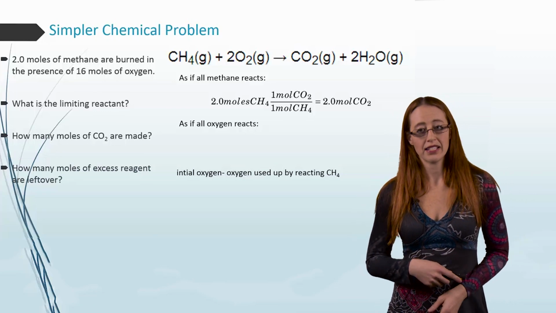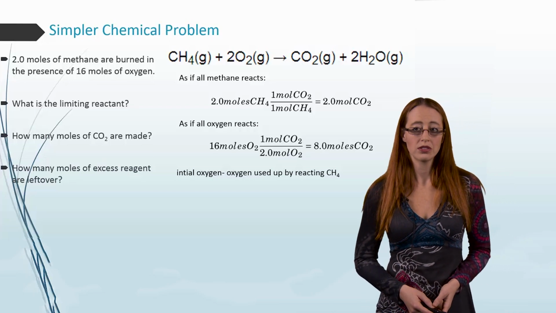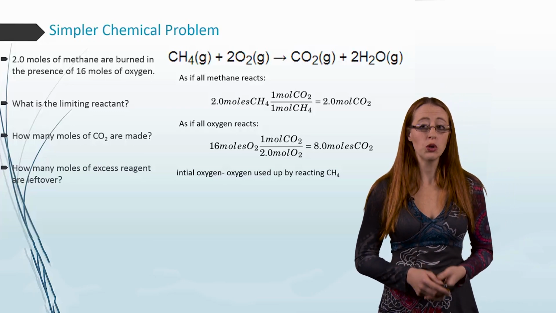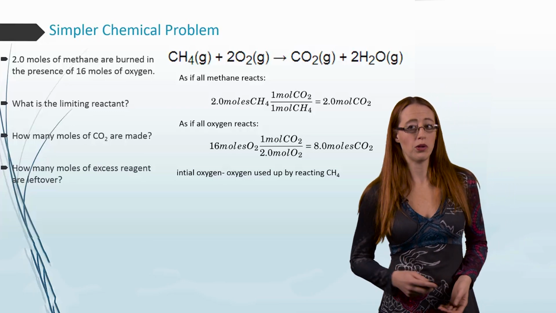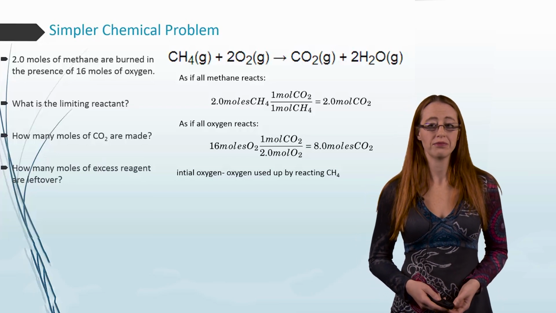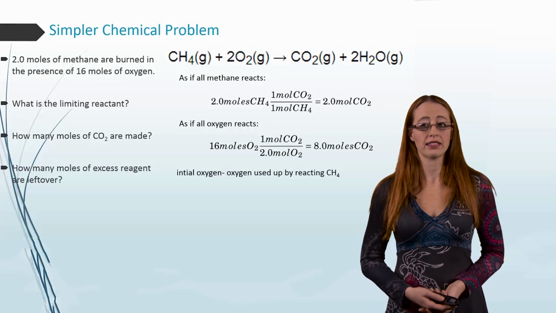Now let's do the same thing as if all of the oxygen reacts. So we start with our 16 moles. Now we have a different mole ratio because it takes 2 moles of oxygen to get 1 mole of carbon dioxide, and we get that from the coefficients in the chemical reaction. Overall, this leaves us with 8 moles of carbon dioxide.